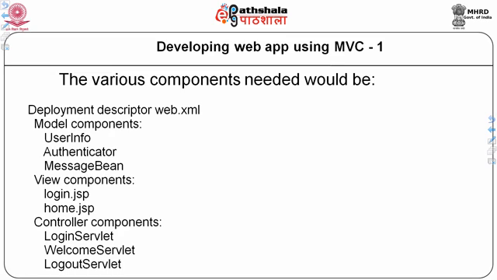Then we have identified the controller, and then the view components. As I mentioned, in this case we will just have 2 pages, a login page and a home page. So, we will have 2 JSP files for the 2 pages: login.jsp and home.jsp. Then we will have the controllers. The controller components here are the servlets. We will have a servlet for login, and a servlet for logout.